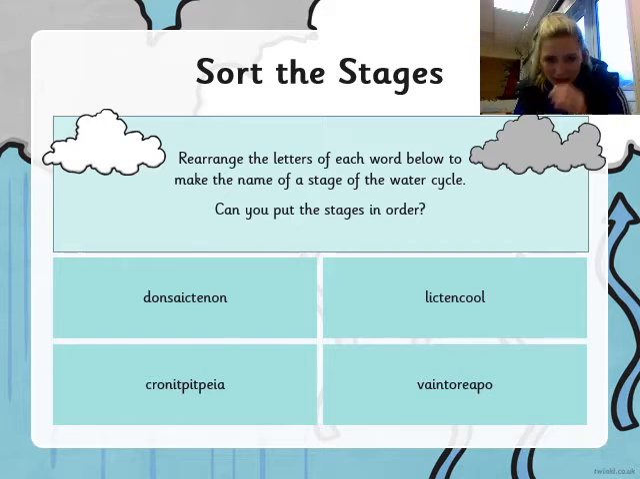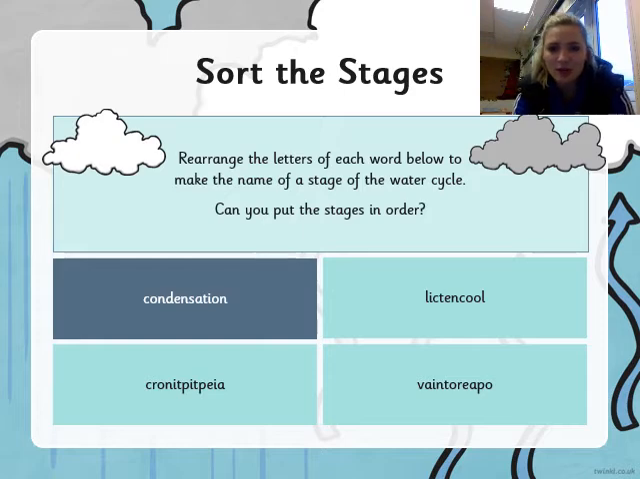So I would like you, looking at the 4 words underneath, they are all jumbled up, and I want you to see if you can figure out what these words are, thinking about the 4 main stages we've talked about. So I'd like you to pause the video now, and as soon as you have figured out what these words mean, press play and we'll see if you've got them correct.